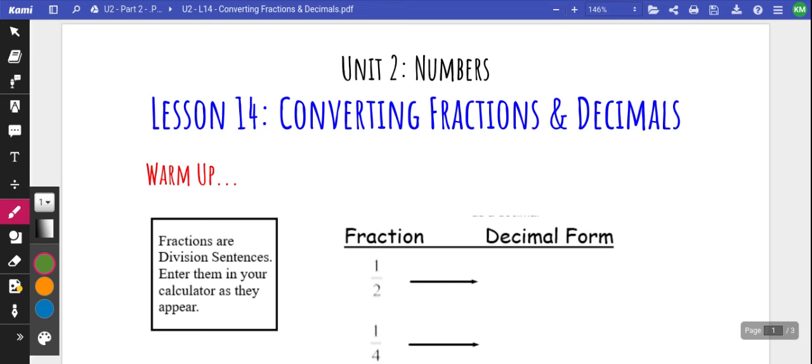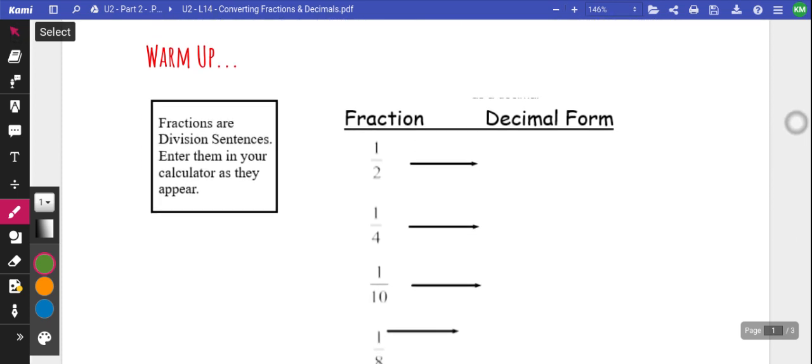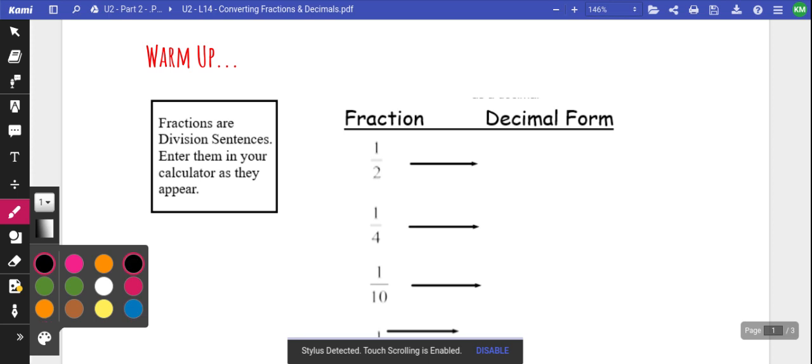Okay, so today we're going back and forth. We are going to learn how to convert fractions to decimals. Your calculator is a tool to help you, but also I want your brains to be able to do it without it. First thing to warm up, fractions are just division statements. The line in the middle means to divide. I know that it's a little bit faint on this one.